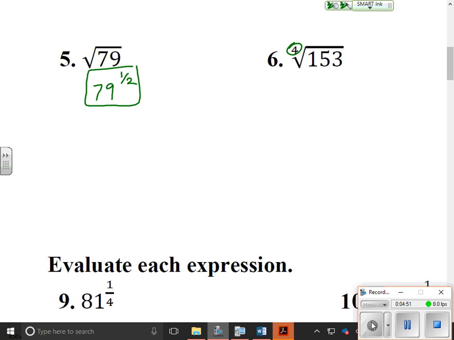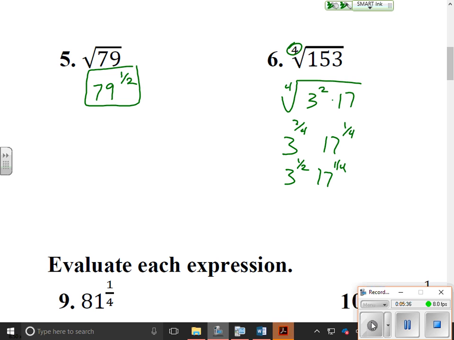So 3 squared times 17. So even then, though, we're going to convert it to exponential form. We could write it as 3 to the 2 fourths and 17 to the 1/4, sorry. And 3 to the 2 fourths could be 3 to the half, because 2 fourths reduces to a half, times 17 to the fourth. I guess that would probably be the best way to write it. Or you could put just 153 to the 1/4. Either way.